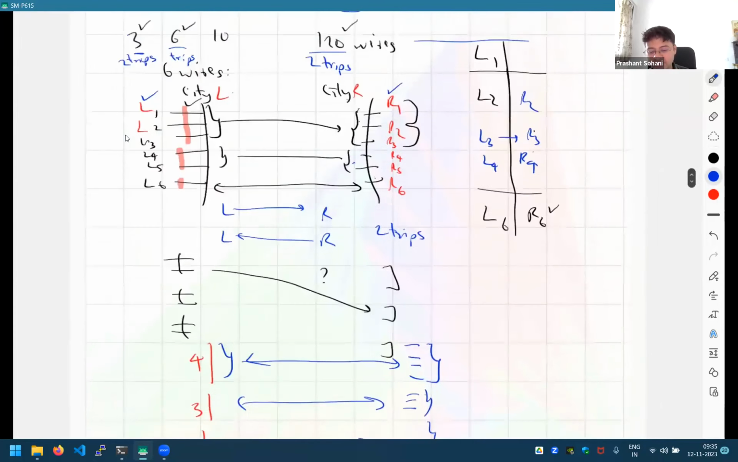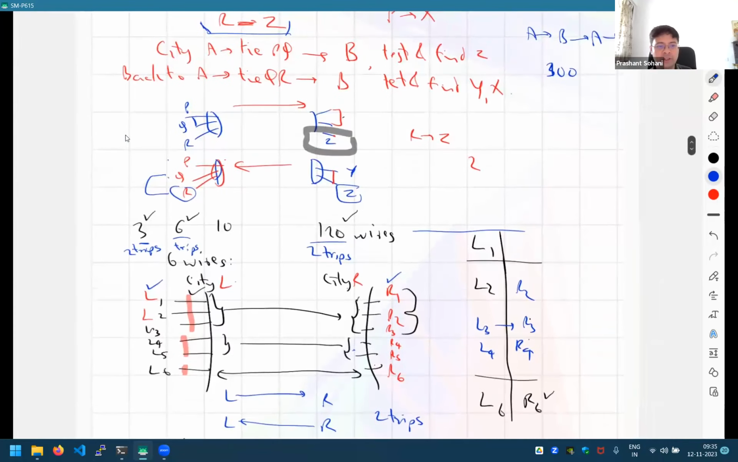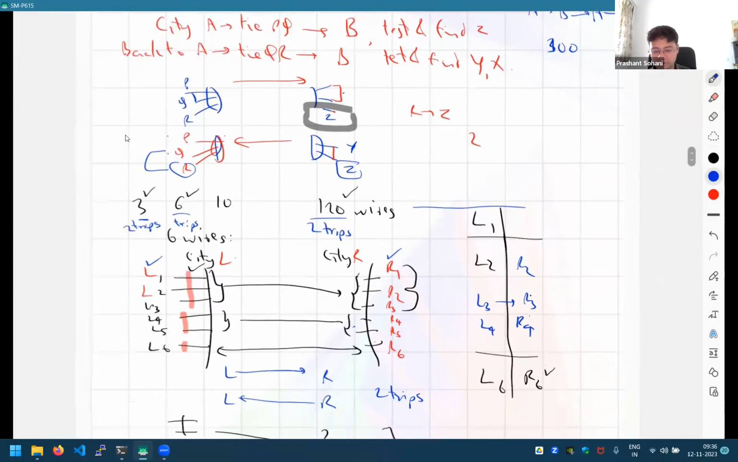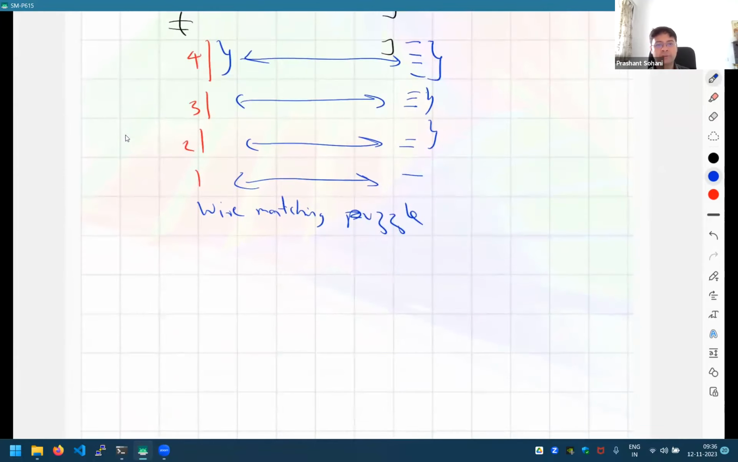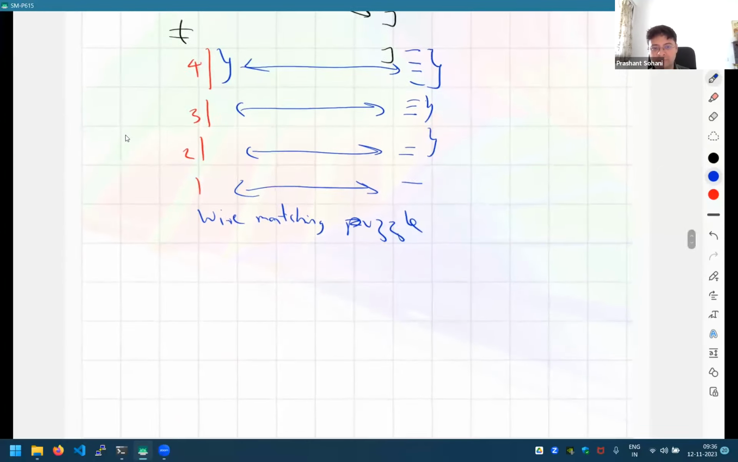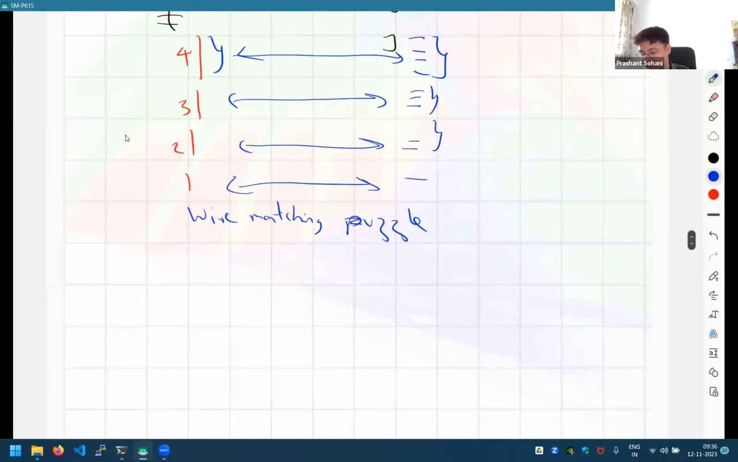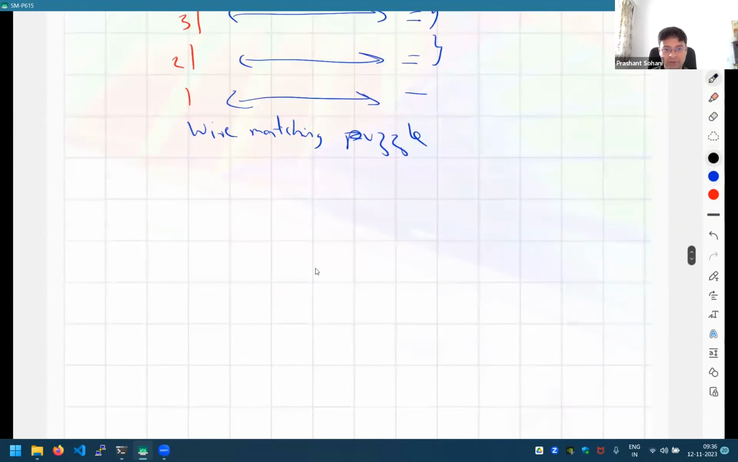And here I'm just saying city A and city B are 10 kilometers apart. But as you may know, we have cables across the Pacific Ocean, which connect the European continent to the American continent. It's thousands of kilometers long. So there it will be prohibitively expensive to travel 1,000 kilometers every time you want to match two wires. So it is not a completely unexpected problem as such. Okay, so this was one question.